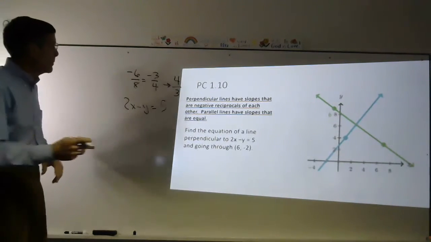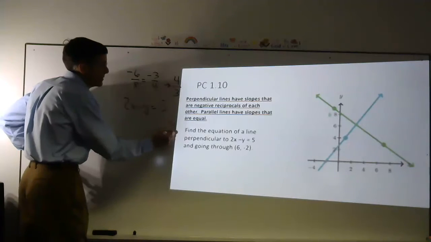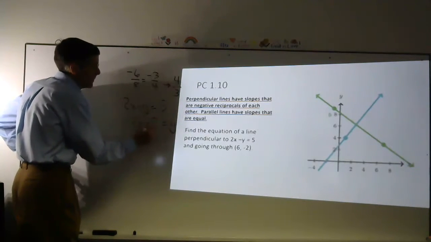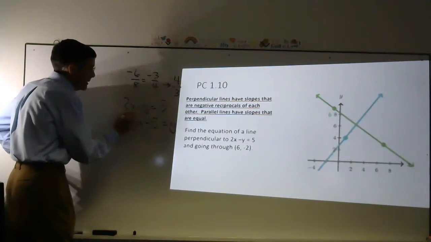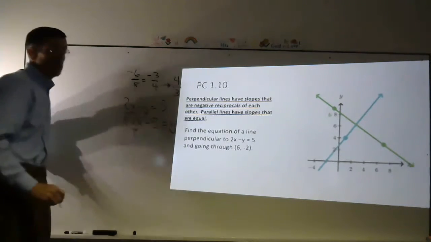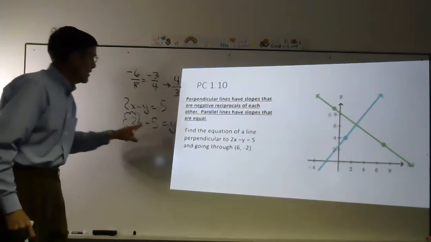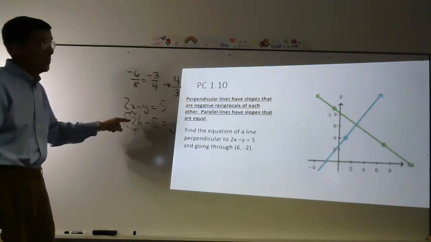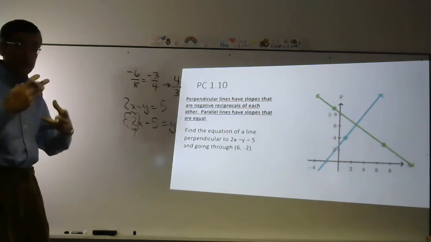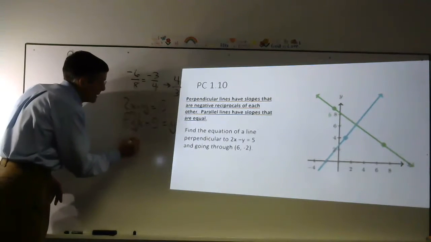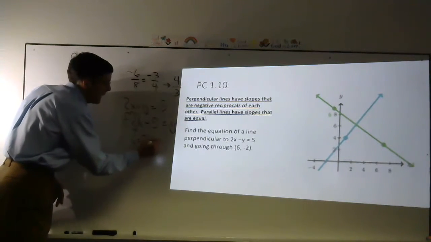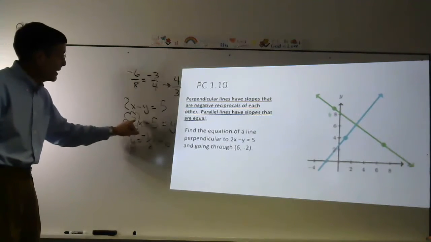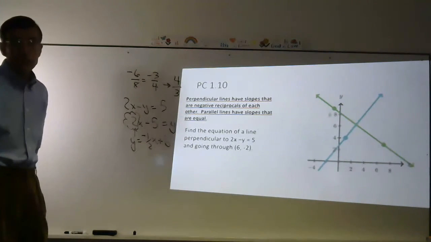So I want to solve for y. I'm going to add the y over to this side. I'm going to subtract the 5 back. Would you agree with me? Right there is the slope. This line has a slope of 2. Okay? A line that's perpendicular to this line would have the negative reciprocal slope, would be a -1/2 x plus b. A -1/2, negative reciprocal, because the lines are perpendicular.